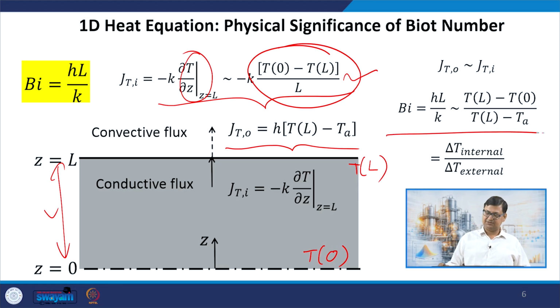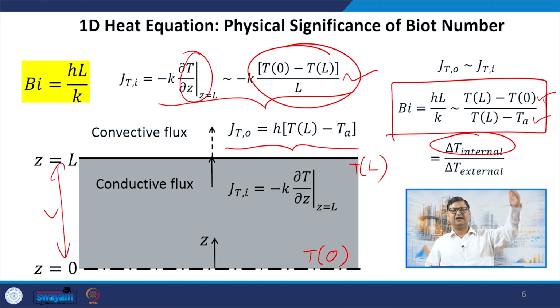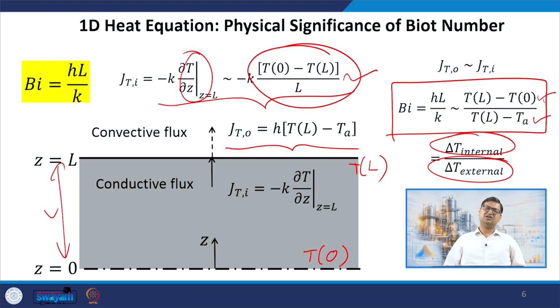I will get the expression of the Biot number HL by K as something that scales as TL minus T naught divided by TL minus TA. That is the temperature difference from the top to the center line in the slab, my internal temperature difference, divided by the temperature difference of the top surface and the ambient, some kind of an external temperature difference. So the ratio of the internal to external temperature difference gives me the Biot number.